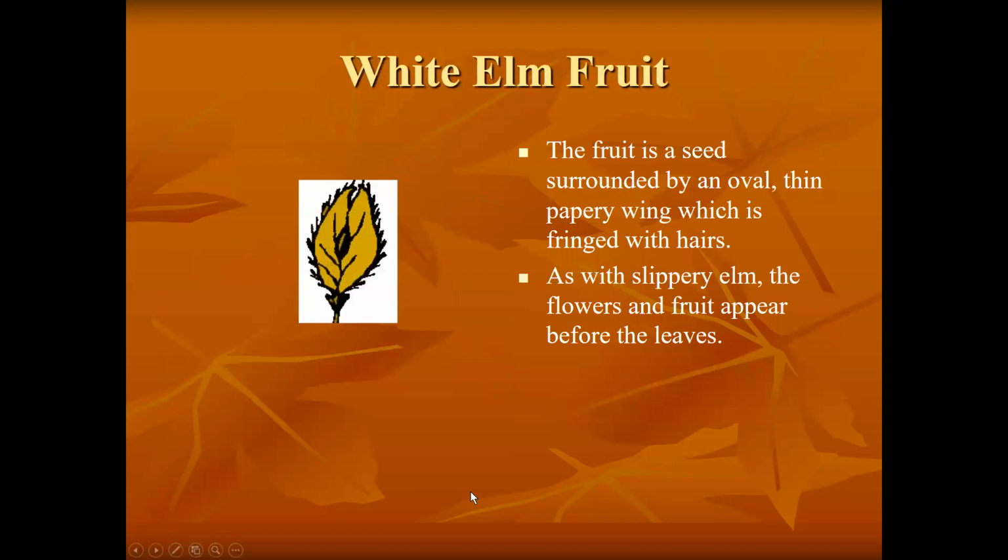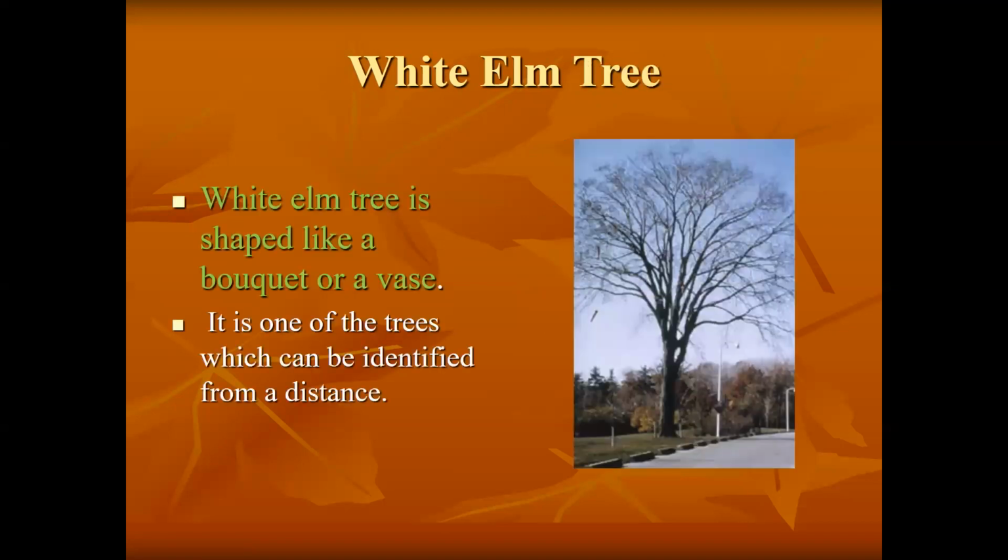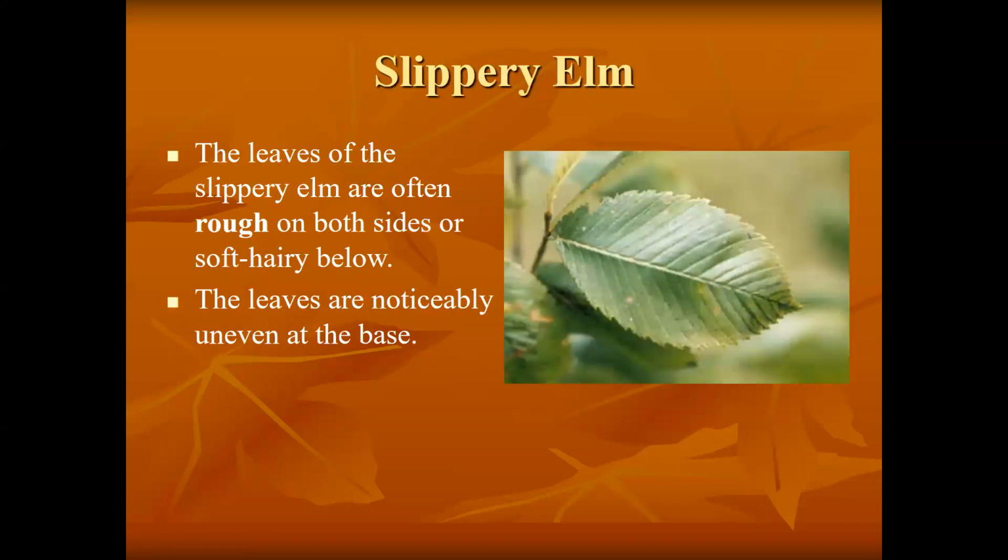The fruit of the seed is surrounded by an oval, thin, papery wing with fringed hairs. As with the slippery elm, the flowers and fruit appear before the leaves. The white elm tree is shaped like a bouquet or a vase, and this is an identifiable characteristic.